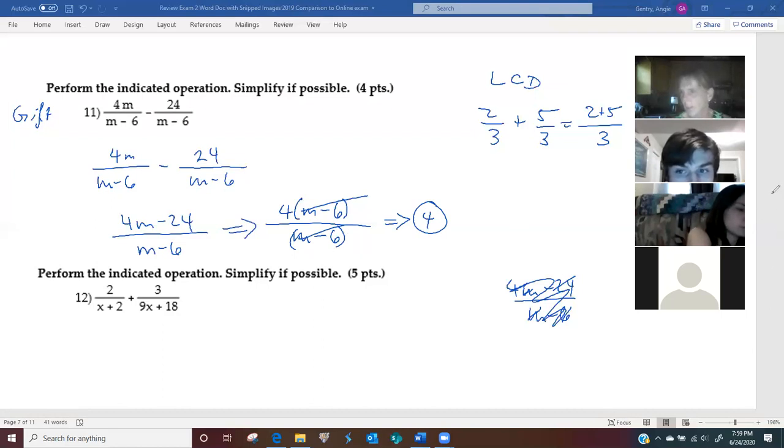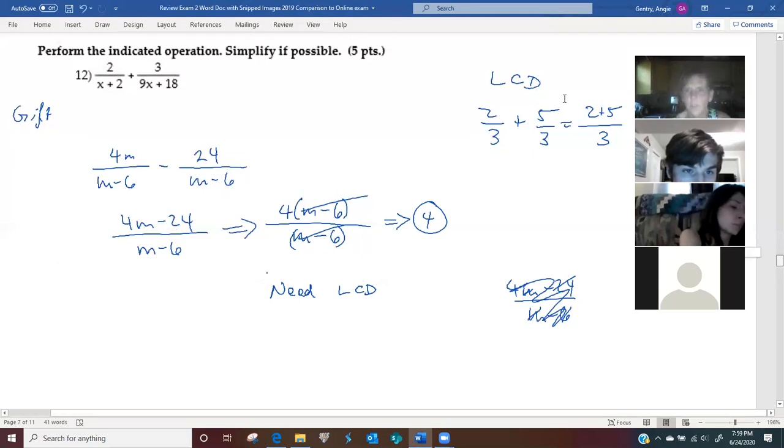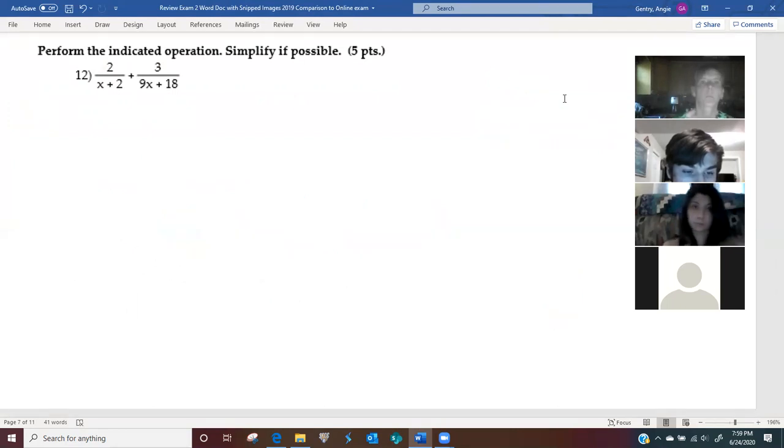So, let me work this one here. This is adding and subtracting fractions. I need an LCD. So here you have to do a little bit of work. This is why I need to move down a little bit. So I'm going to go ahead and clear my screen again. So, LCD. So you factor each denominator completely.